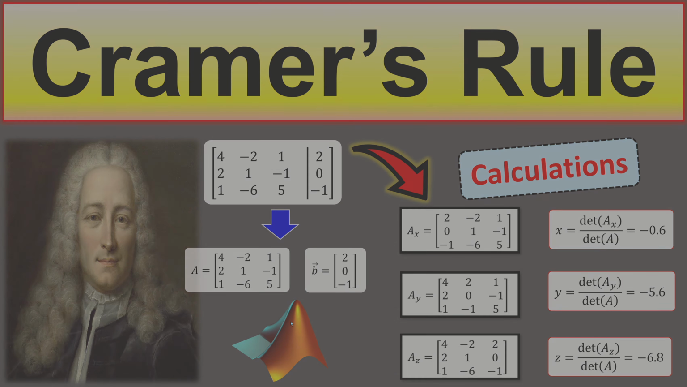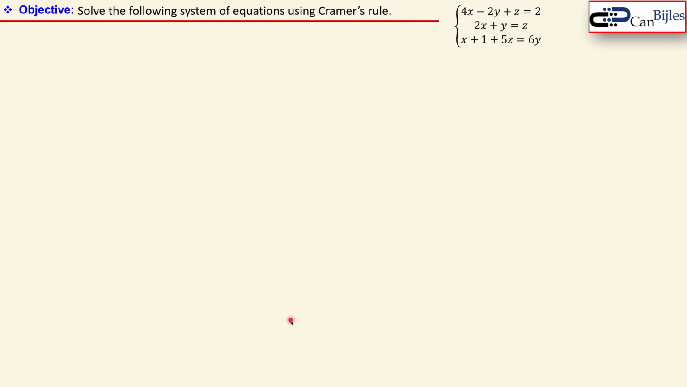MATLAB code. Okay, so we have the following objective. We would like to solve the system of equations shown here, this time using Cramer's rule. Again, this is the same set as we have seen in the video for Gaussian elimination. So how do we solve this problem using Cramer's rule? Okay, let's look at our calculations.